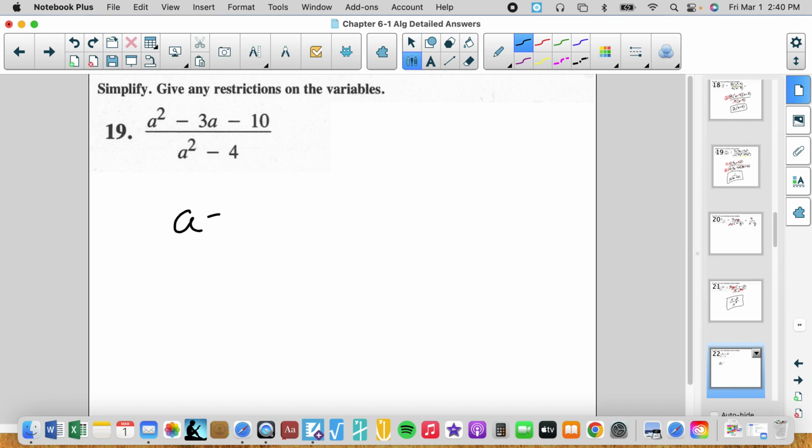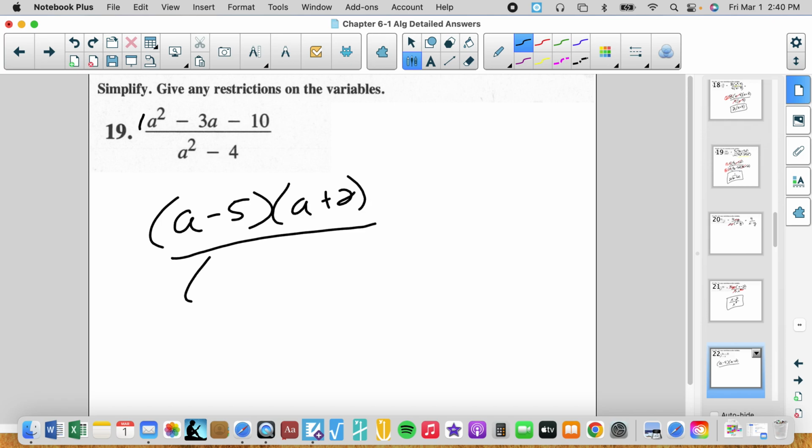I'm going to do a times c. Since the coefficient is 1, I should be able to see that factors of 10 when subtracted equal negative 3 is going to be minus 5 and plus 2. That's the difference of squares.